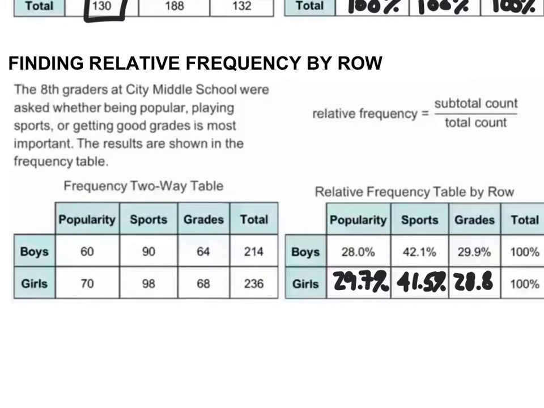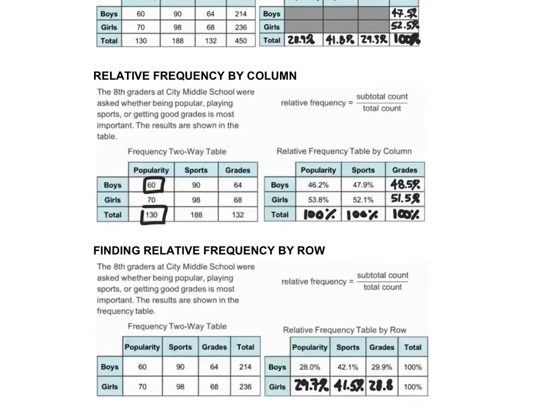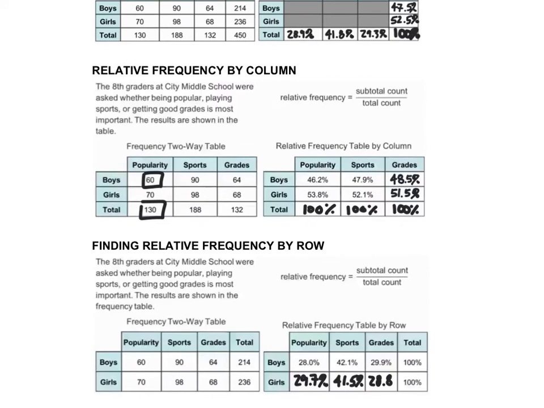All right, now let's add all these numbers up. So I'm going to do 29.7 plus 41.5 plus 28.8, and that gives me 100. So we're good. Now the question is why do we do this? I just kind of jumped in here and said, here's what we're doing, and you guys are just going through this and believing me.